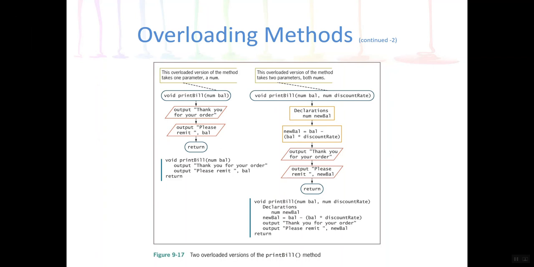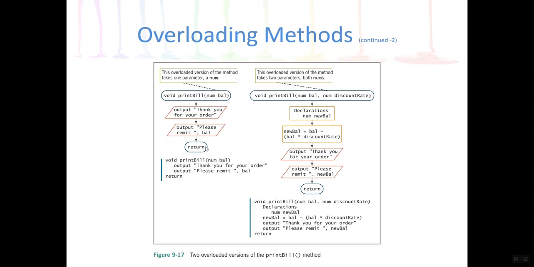So that sounds very abstract and conceptual. Let's take a look at a concrete example that might help. Let's pretend that we have a company where we want to print the bill for our customers. In its most simplistic form, we might write a method called print bill that takes a number. We'll call it balance. So we have one parameter of type number. Very simple method. It outputs thank you for your order and says how much they owe. So we're indicating the balance here. It doesn't need to return anything, so we just have a return here.